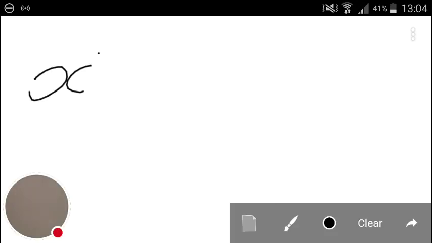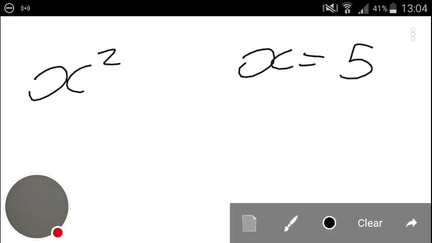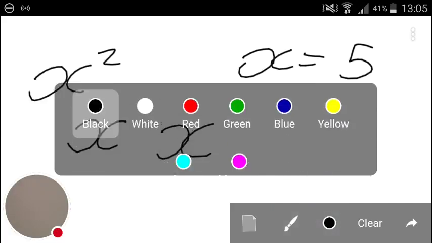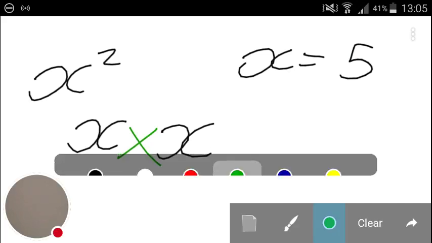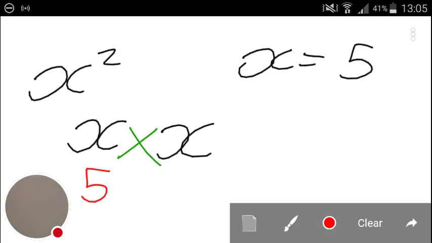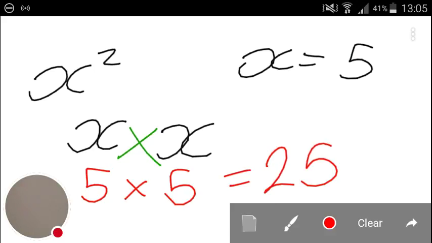When you're looking at more difficult ones, let's start off with branching out to the next stage of algebra. So I've got x squared when x equals 5. Now squared means times by itself. So I've got x times x. Now, substituting in, that gives me 5 times 5, gives me 25.